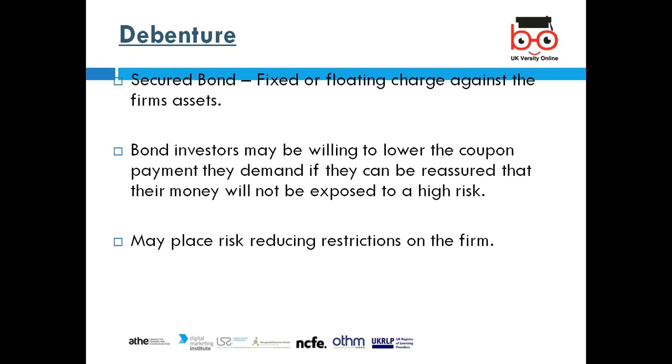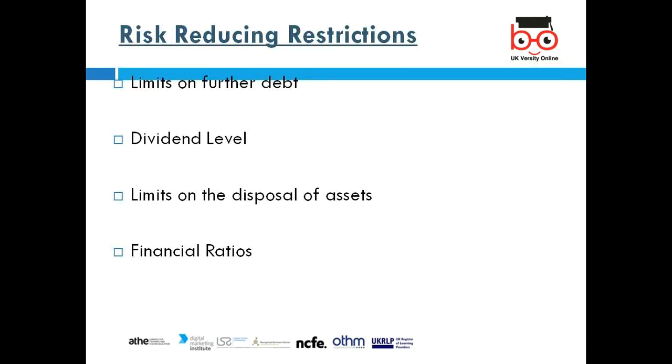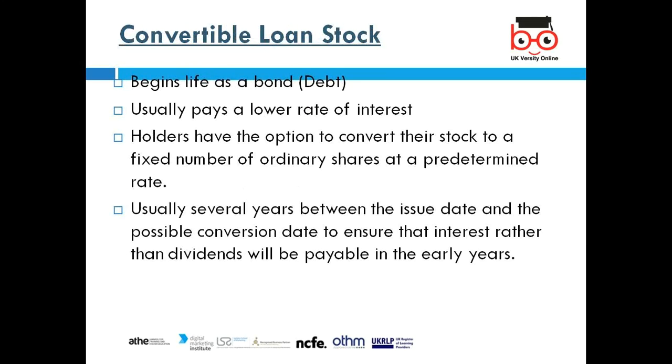Bond investors may be willing to accept a lower coupon payment and be reassured that their money will not be exposed to high risk, so they may place risk-reducing restrictions on the firm. Risk-reducing restrictions include limits on further debt, dividend level, limits on the disposal of assets, and financial ratios. We can look at these.